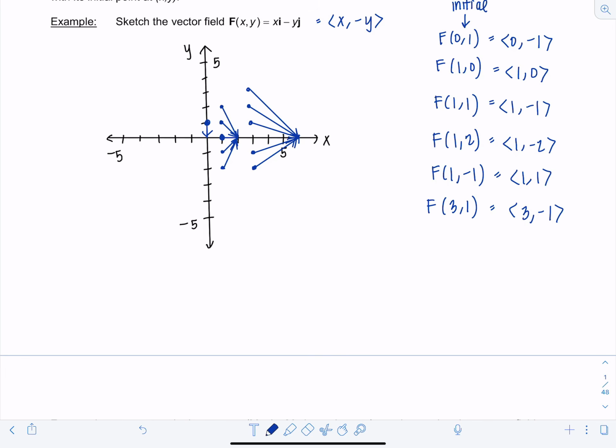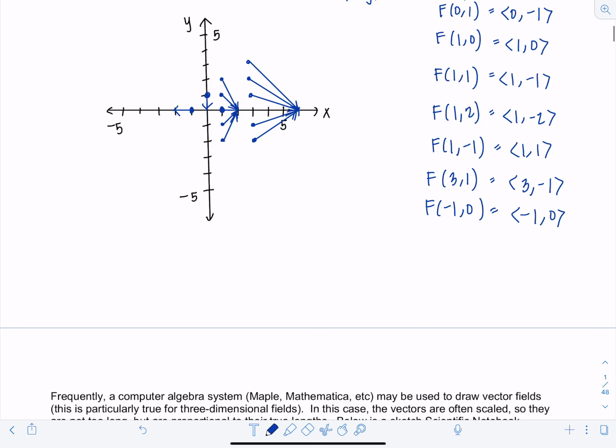Let's see what's happening on the other side of this graph. What about f of negative 1, 0? That would have components negative 1, 0. So the initial point's going to be right here, with components negative 1, 0. Now it's going away this way. Okay. F of 0, negative 1 would have components 0, 1. So starting here goes back to the origin. Okay, we got it.